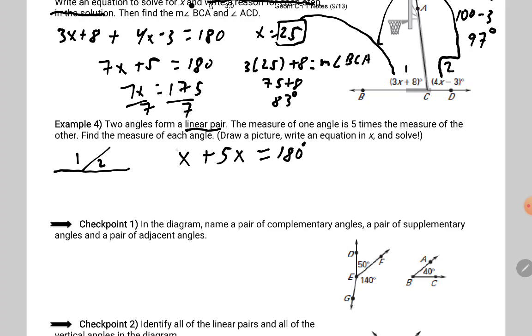So here's angle 1, or in this case it's angle 2. If we take a look at this picture here. Here, I'll just redraw the picture.